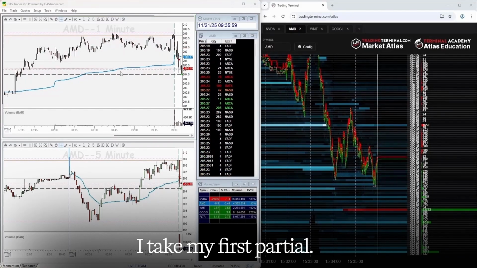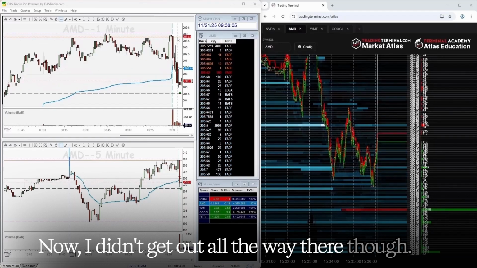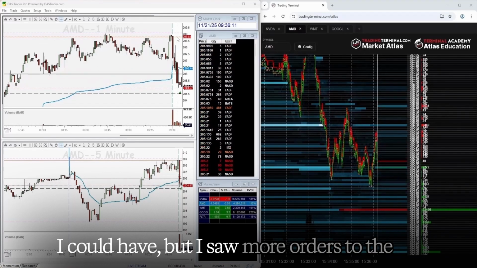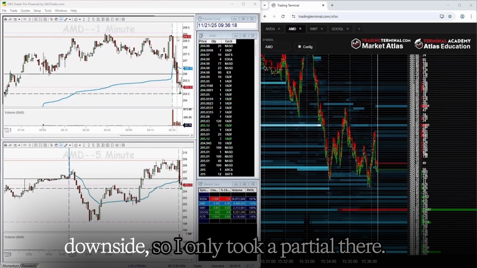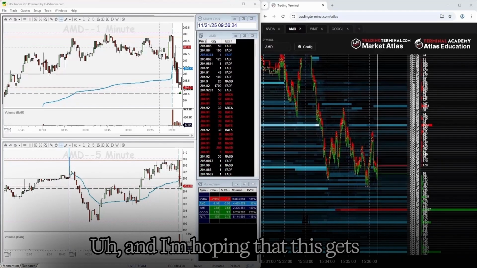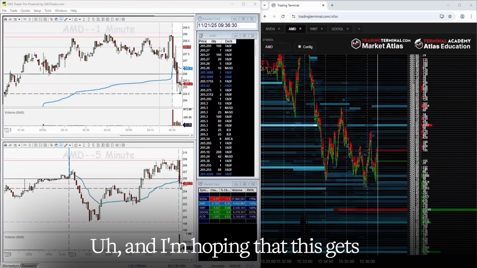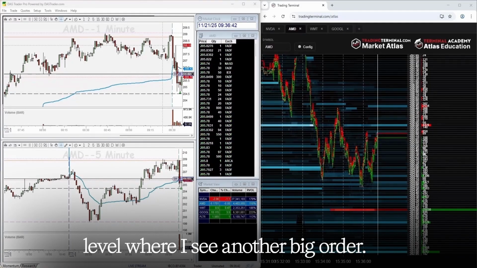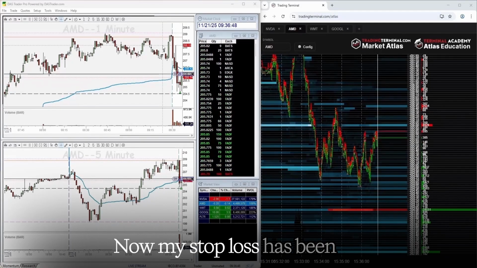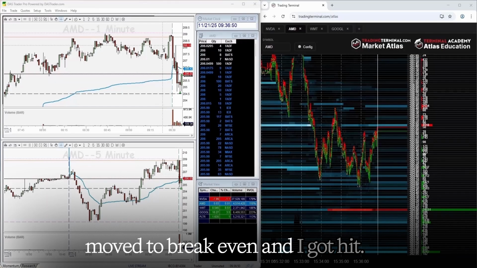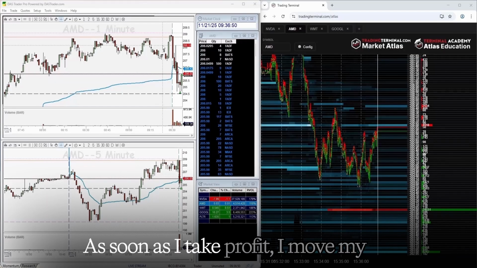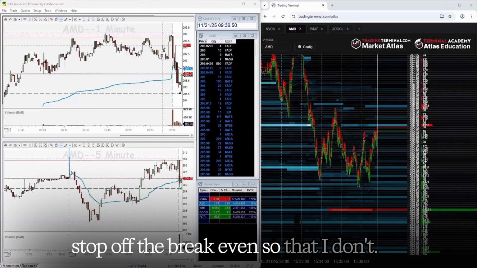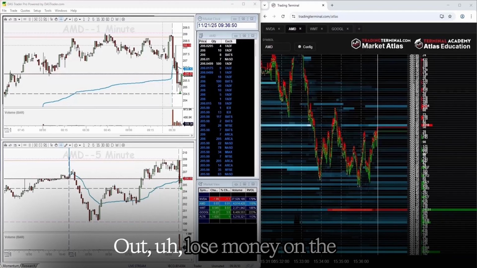I take my first partial. Now, I didn't get all the way there, though I could have. But I saw more orders to the downside. So I only took a partial there. And I'm hoping that this gets down to that 204 level where I see another big order. Now, my stop loss has been moved to break even, and I got hit. And as soon as I take profit, I move my stop loss to break even so that I don't lose money on the trade after making money.